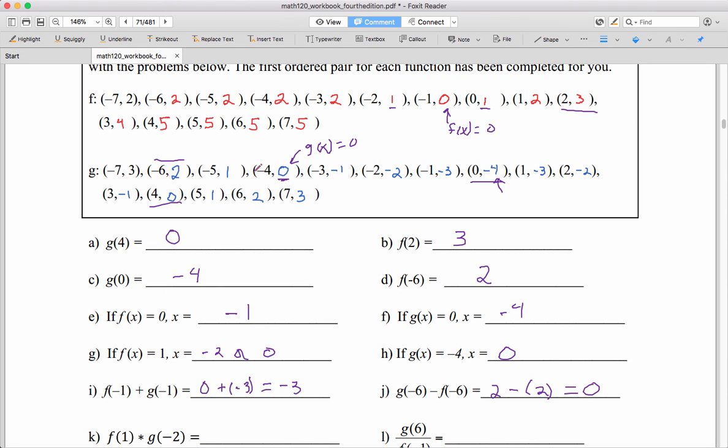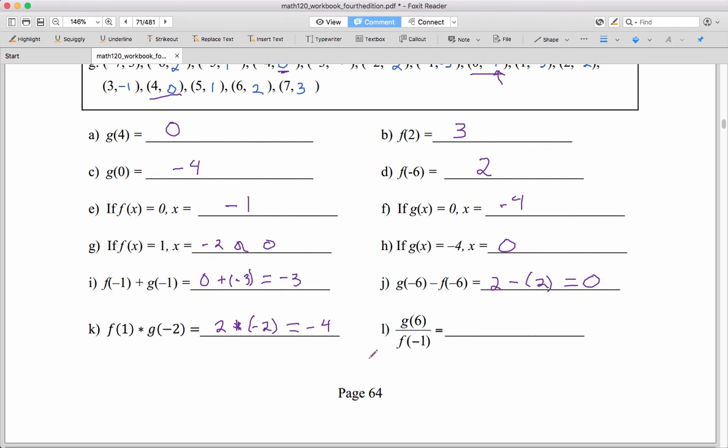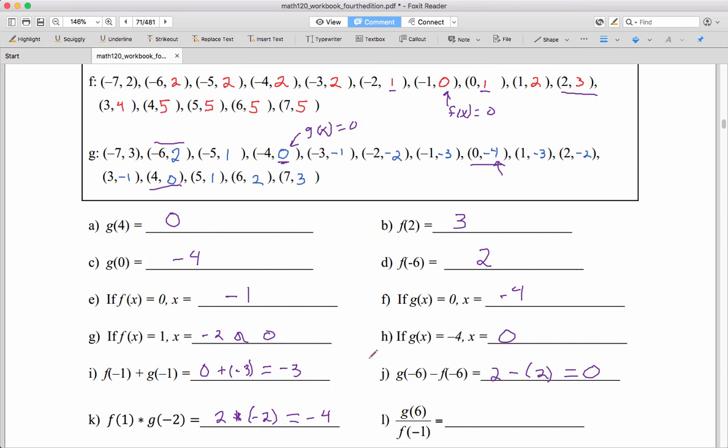F of 1 times g of -2. Let's see, f of 1 is 2. And then we'll use the asterisk here to indicate multiplication. And then g of negative 2 is a negative 2. So that's going to come out to be a negative 4. And they want to know g of 6 divided by f of negative 1. So let's see, f of negative 1 is a 0, and g of 6 is a 2, and this does not exist. This is a DNE because you don't get to divide by 0.